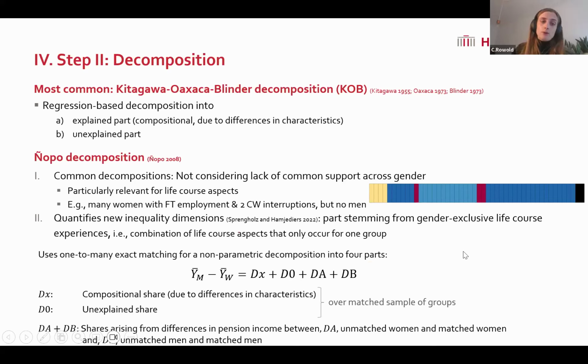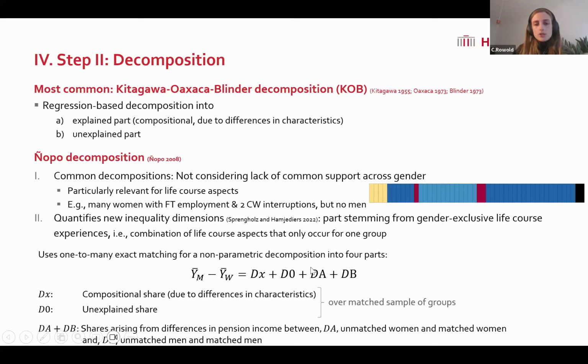Very briefly, this is done by a non-parametric decomposition, actually, using one-to-many matching and then decomposing the gap into 4 parts. The first 2 parts are essentially the same or similar to the KOB. So the composition is shared due to differences in characteristics, and the one that is not explainable. But this is only estimated over the matched sample of groups. So only over the sample of men and women in our case that have a counterfactual for the characteristics, our life course aspects, in the other group.